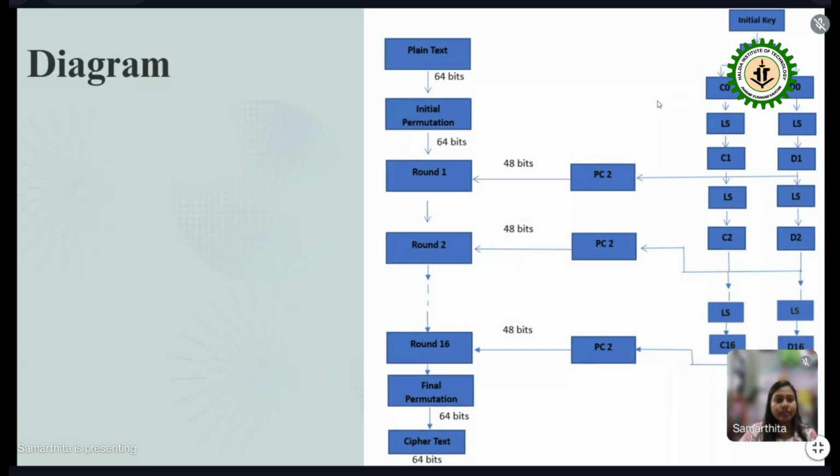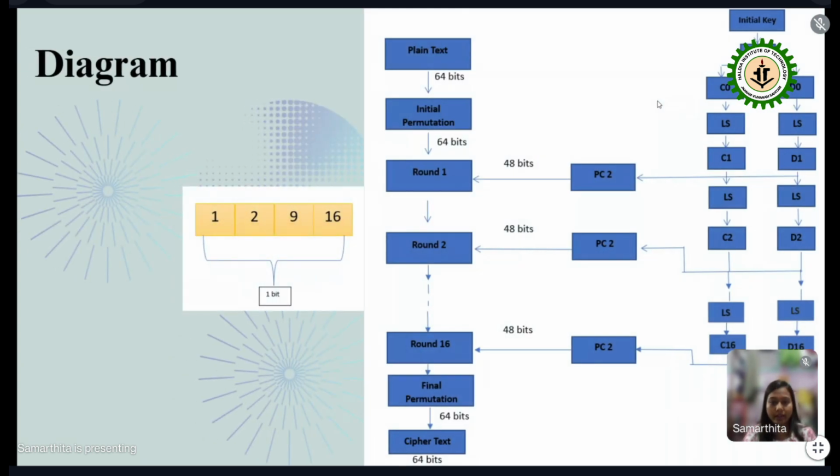Coming to our next slide, this is our related diagram, and now I will explain how DES actually works. First, here you may see that we have taken the plain text as 64 bits, and we will produce cipher text of the same length. We have also used the initial key, which is also 64 bits, and the initial plain text goes under initial permutation.